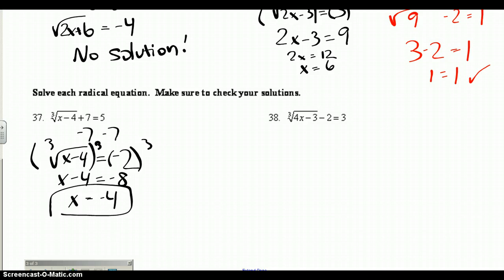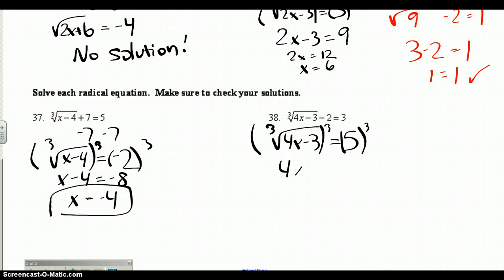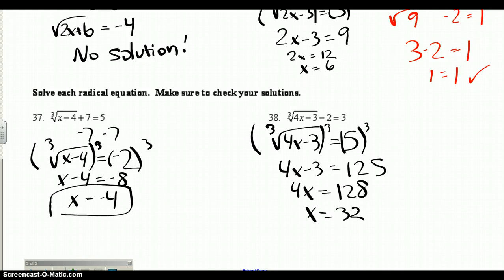And 38 is just like 37. We need to isolate the cube root. So if I add 2 to both sides, I get 5. Now we need to undo that cube root by cubing. So I get 4x minus 3 equals 125. 5 to the third power. Add 3. 4x equals 128. And then divide by 4. X equals 32. And that's your final answer.